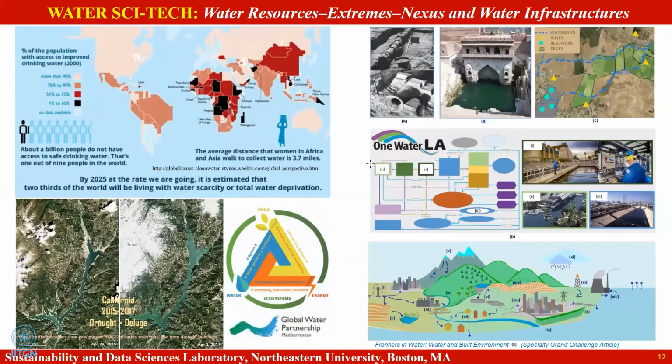In the context of water, if we look at water resources, providing drinking water, if we look at water-related extremes, so droughts and floods, if we look at the nexus of water with food, energy, ecosystems, and if we look at water infrastructures, these are things that are impacted by all of these drivers that I was just mentioning: climate variability and change, land use, population. And these seem to be impacting us continuously across the world, both in developing nations as well as in developed nations.